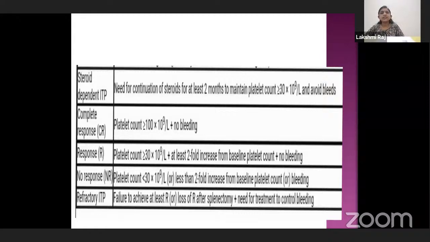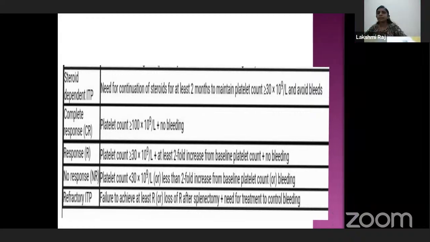Then refractory ITP means failure to achieve at least the response or loss of response, and the child has undergone splenectomy. Then we told that the splenic macrophages are the culprits here. They are attacking the platelets. So in chronic cases and very difficult to control cases, we do splenectomy. And even after splenectomy, the child is not achieving a response. Or after achieving response, again the child has gone into thrombocytopenia. And we have to again give other treatment to control bleeding. Then that is known as refractory ITP. That is ITP not improving even after splenectomy is refractory ITP.